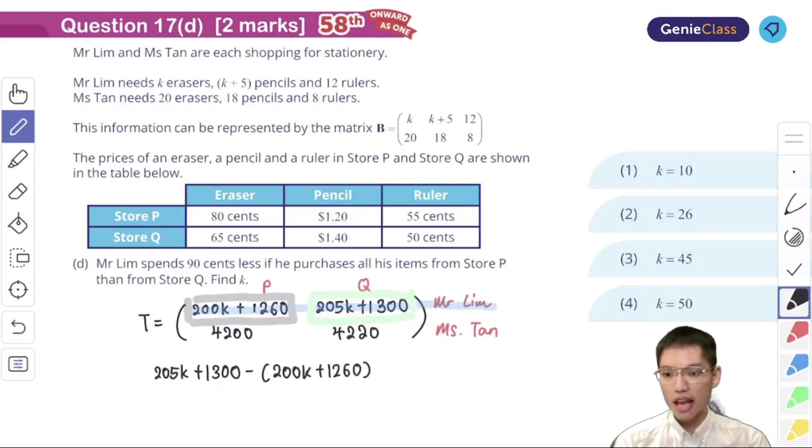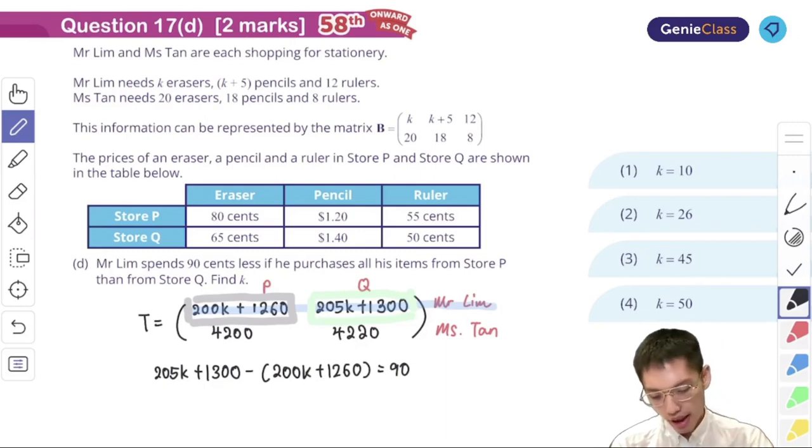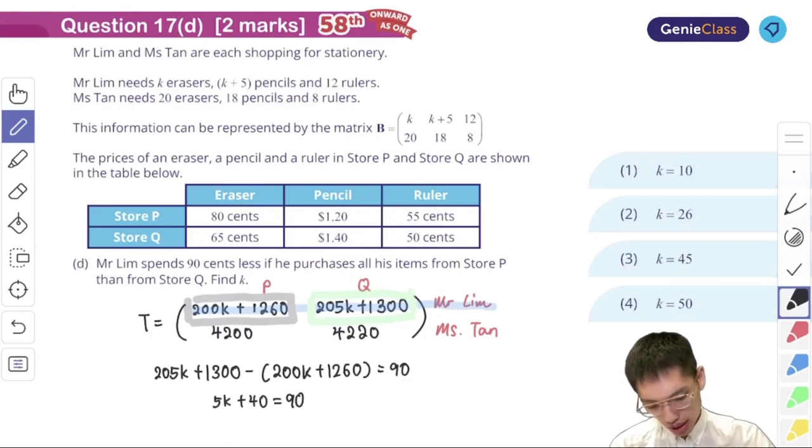All of them are in cents, so please write 90 cents and not 0.9. And therefore it's manipulation. So I have 5k plus 40 is equals to 90. 5k is equals to 50. Therefore, this gives me k is equals to 10.